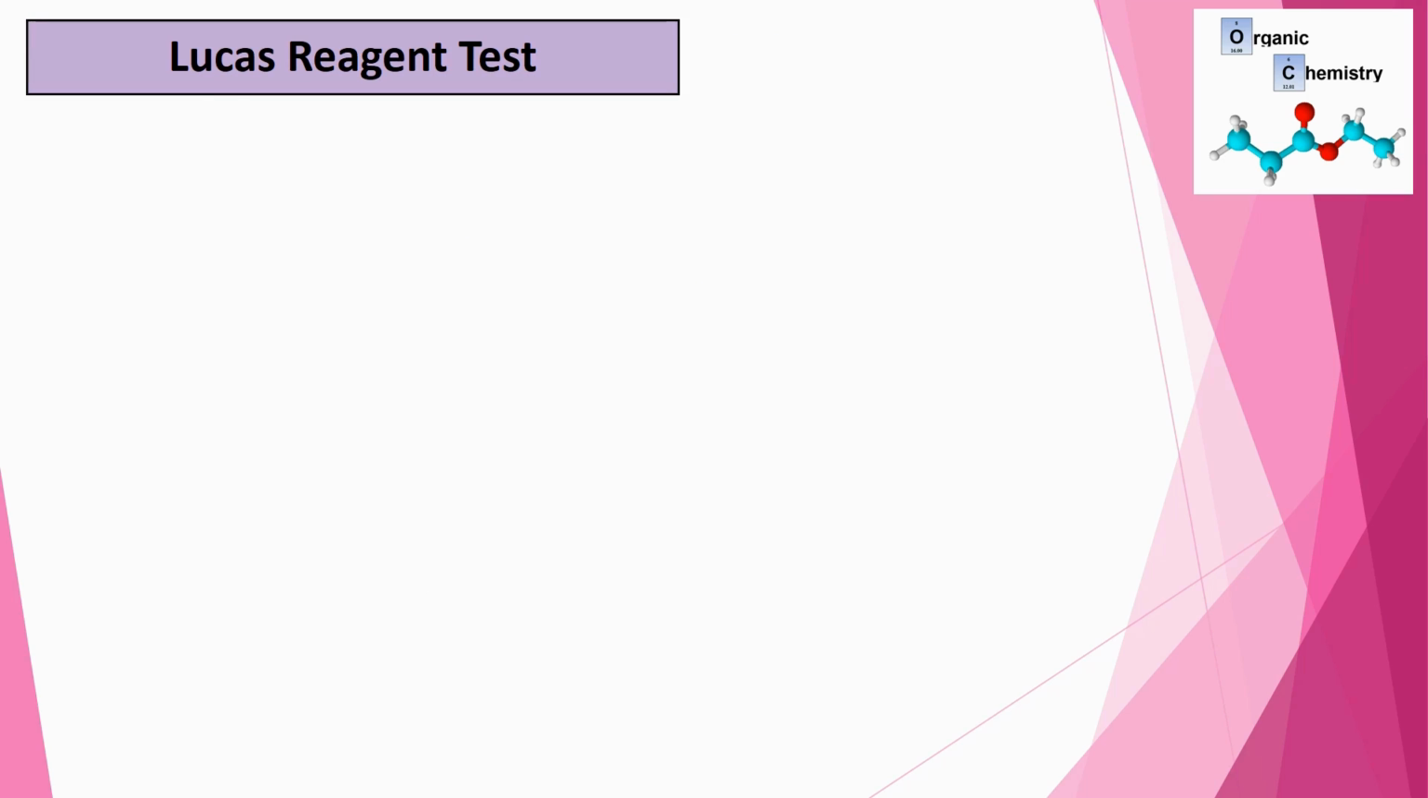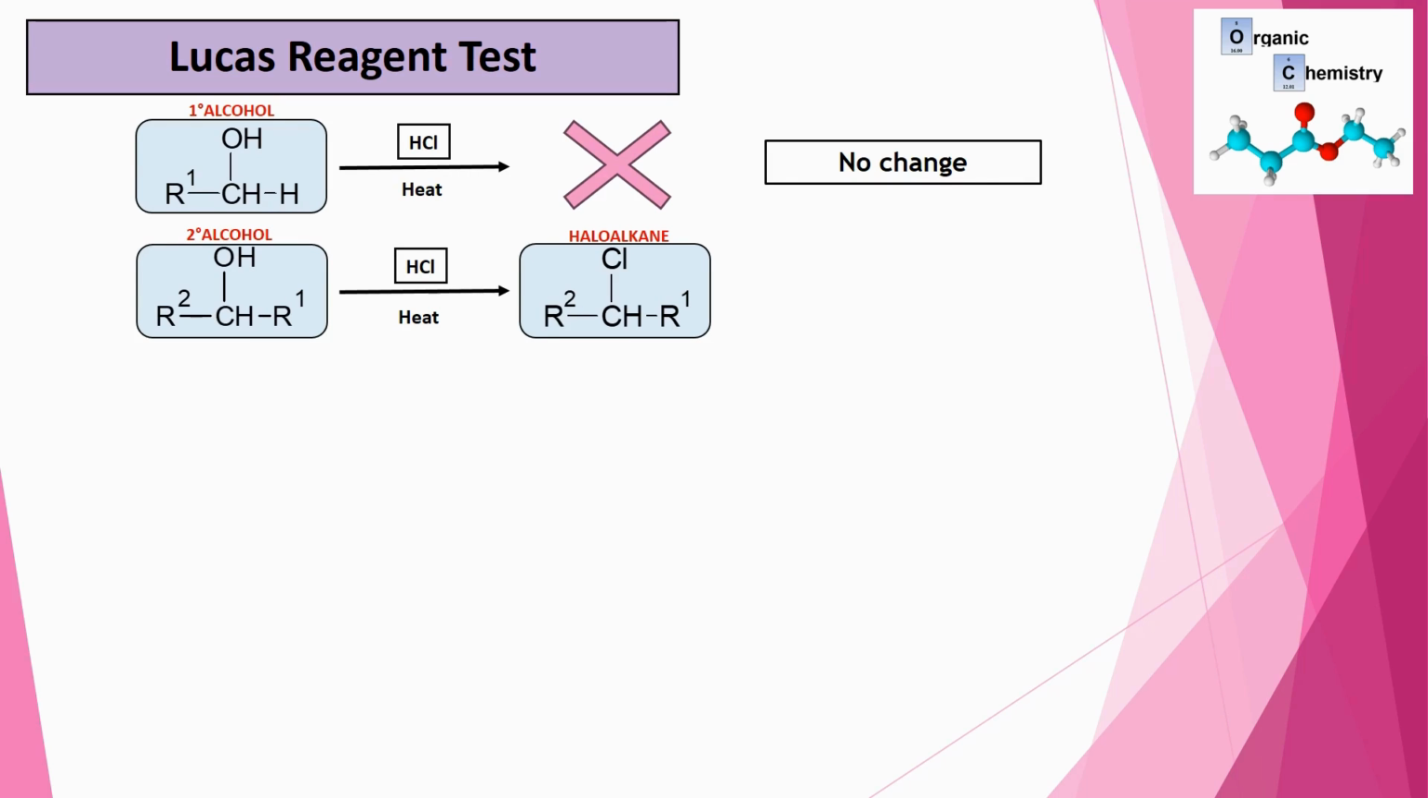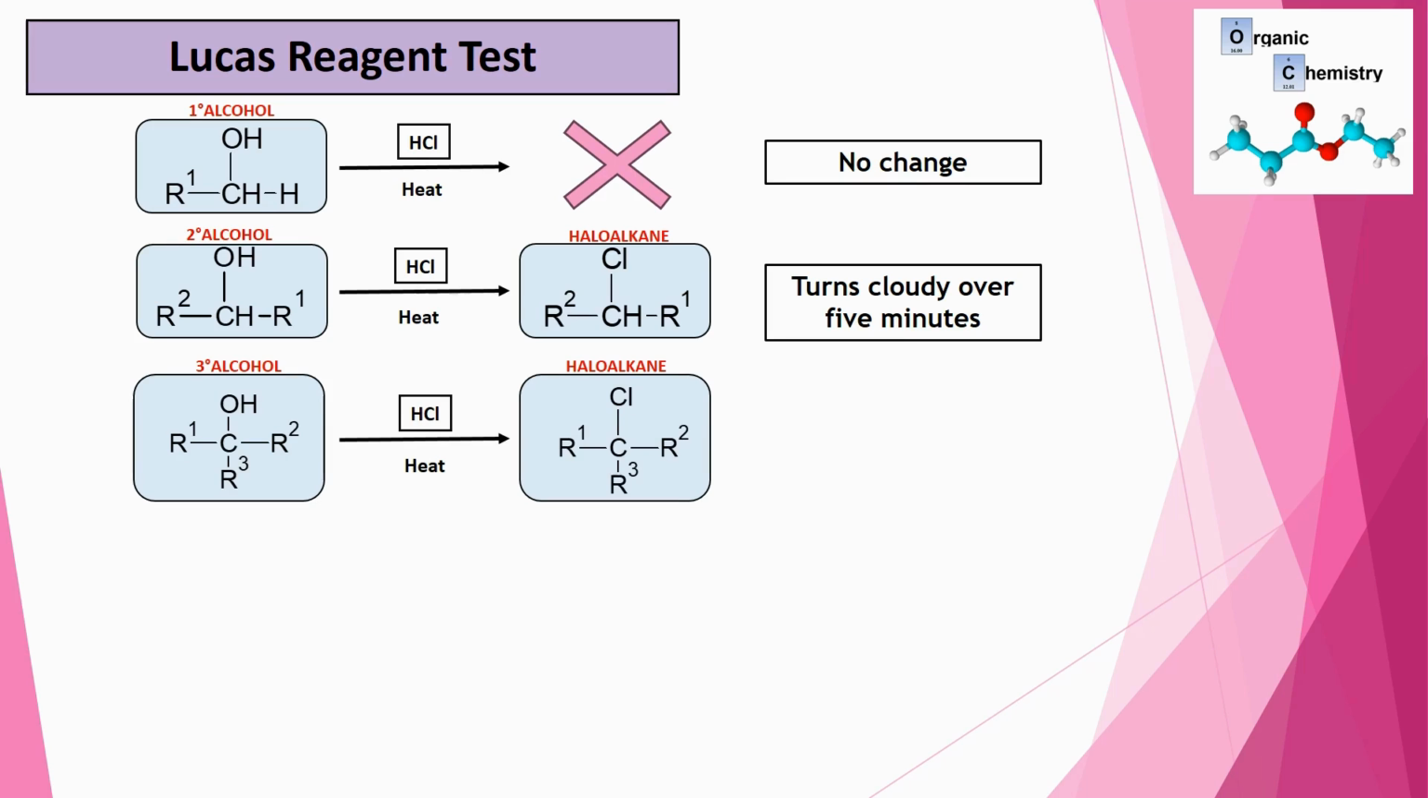Now, if we summarize this, it doesn't react with primary alcohols, so we get no change observed. With a secondary alcohol, it does react, and if we heated it over 5 to 10 minutes, we would undergo a substitution reaction. We would replace the OH with the Cl, and it would turn cloudy over that 5 to 10 minutes. However, this is the one that is important. A tertiary alcohol, when we add Lucas reagent, will go cloudy straight away, immediately.